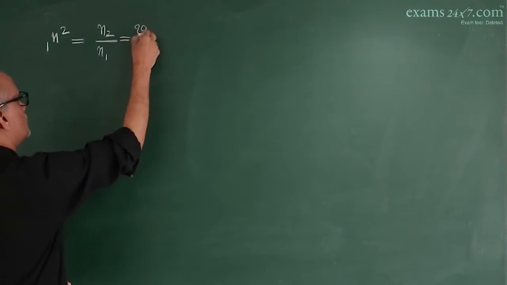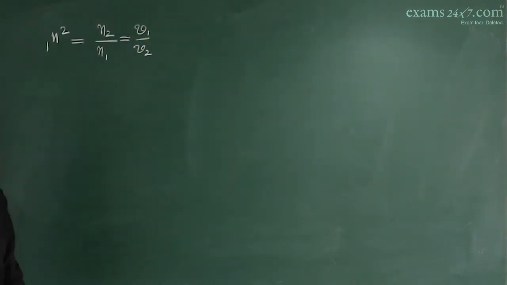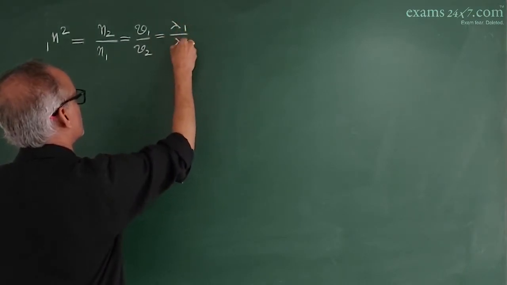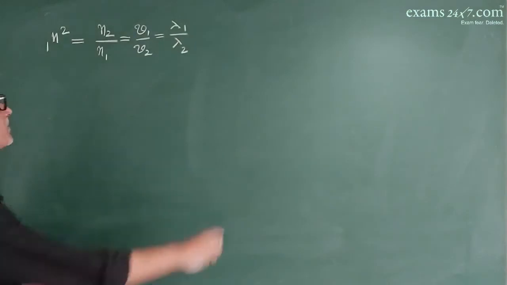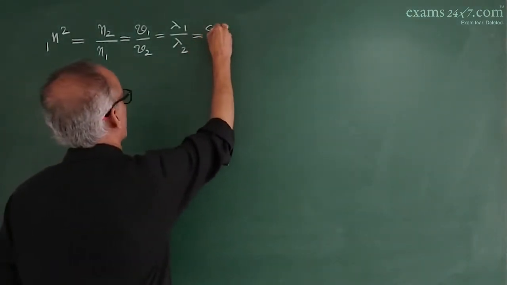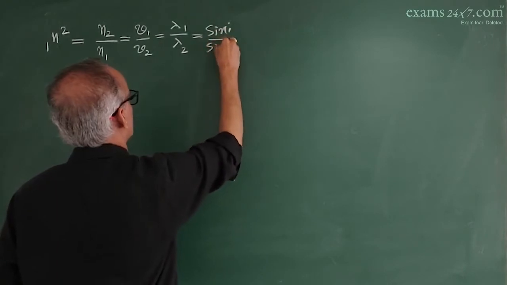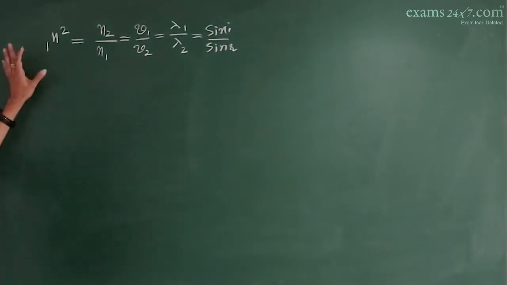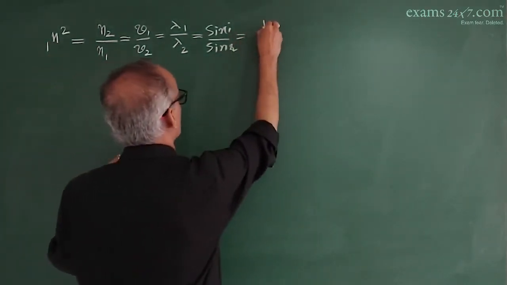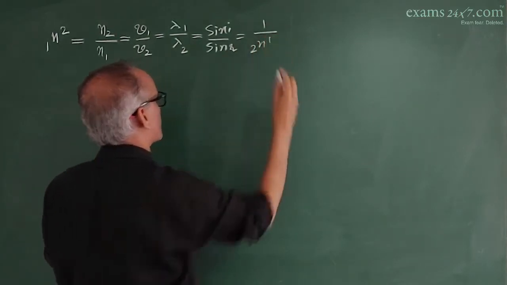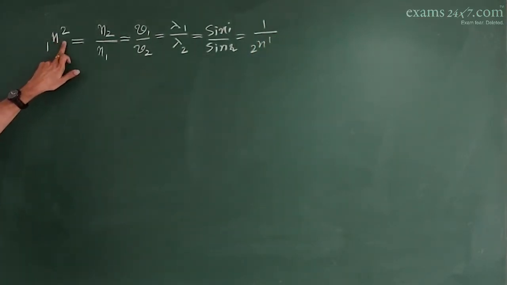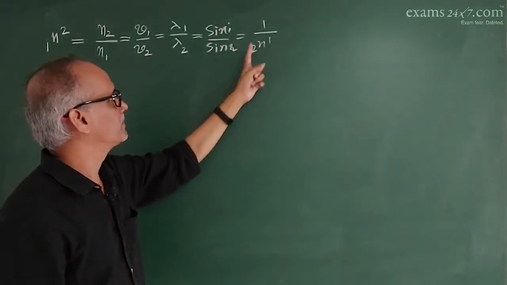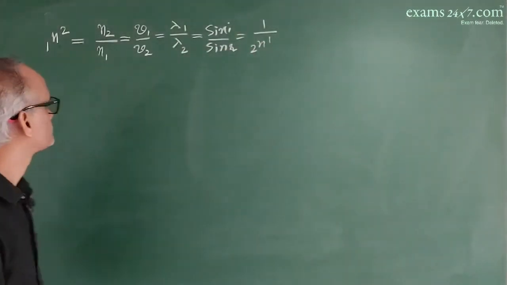That is also equal to the ratio of velocity in the first medium to that in the second medium, and that's equal to the ratio of wavelength of the light in the first medium to that in the second medium, because velocity is directly proportional to wavelength, and that is also equal to the ratio of sin I by sin R, where I is the angle of incidence and R is the angle of refraction. So that's the relation between the various physical quantities. We can even write that it's also equal to 1 by 2n1. That is, the relative refractive index of the second medium with respect to the first is equal to the reciprocal of the relative refractive index of the first medium with respect to the second medium.